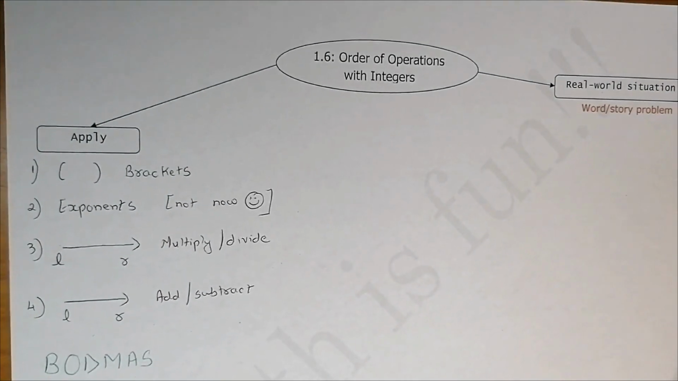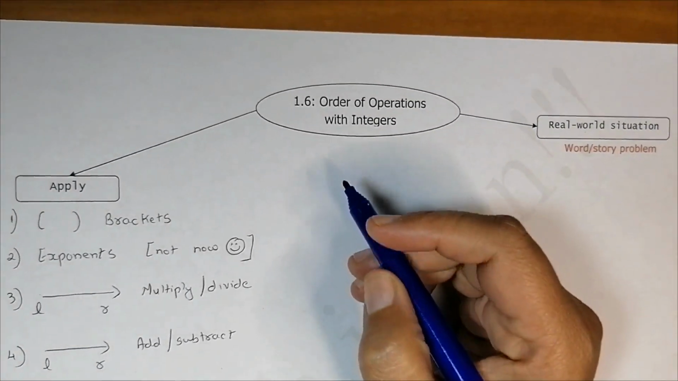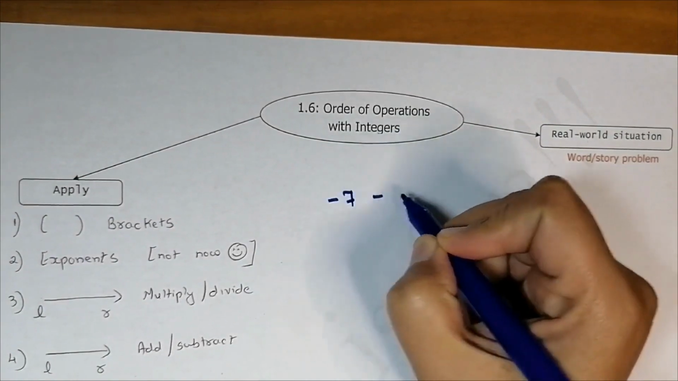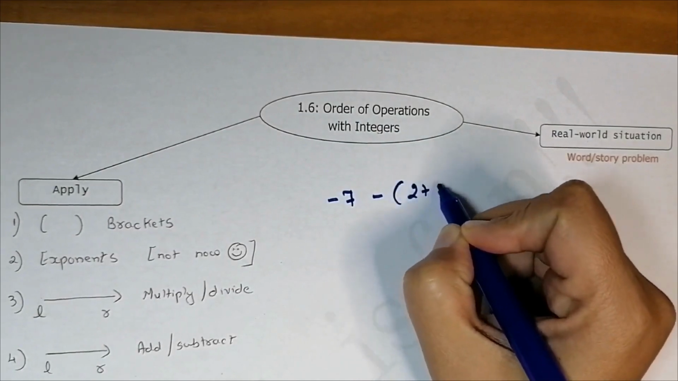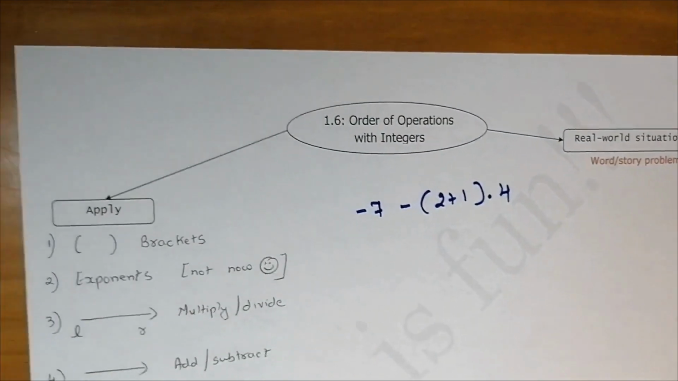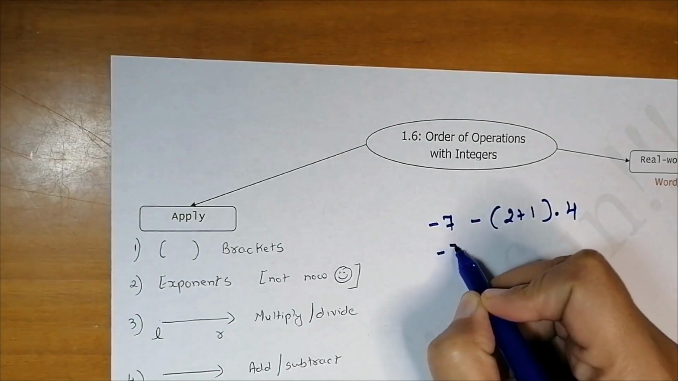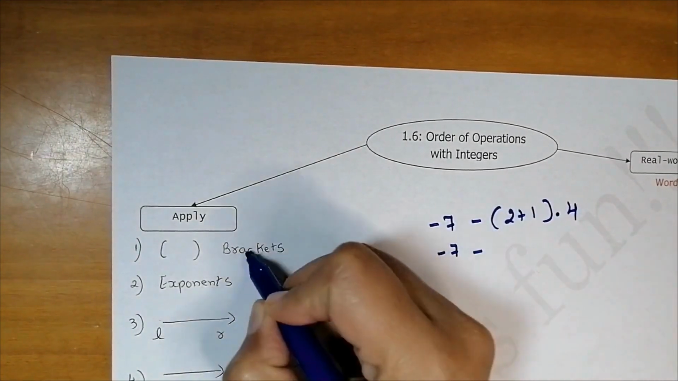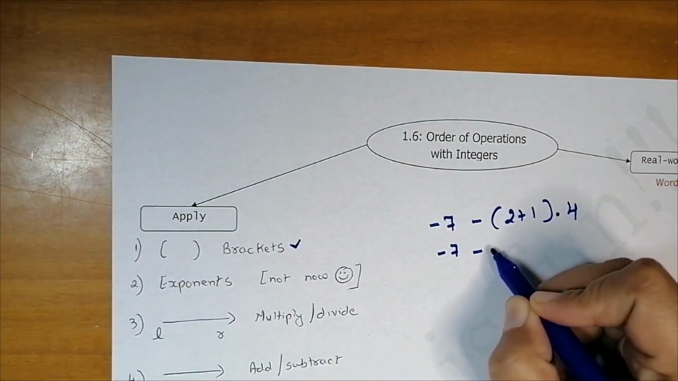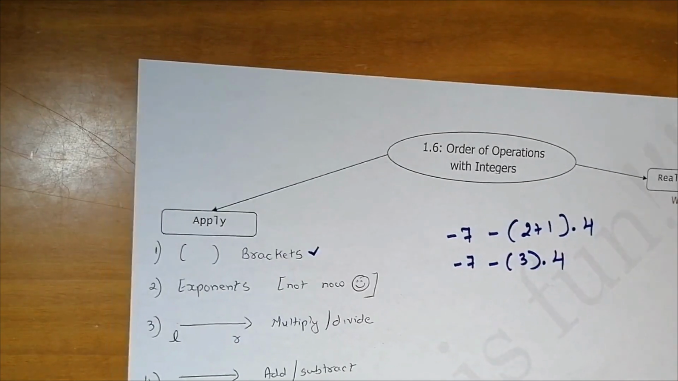Let's understand this with the help of an example. Let's say an equation: -7 minus (2 plus 1) times 4. Let's try and solve this equation. First we'll put -7 as it is, minus. So we do the brackets, right? First is brackets. The bracket is 2 plus 1, which is 3. And this is times 4.